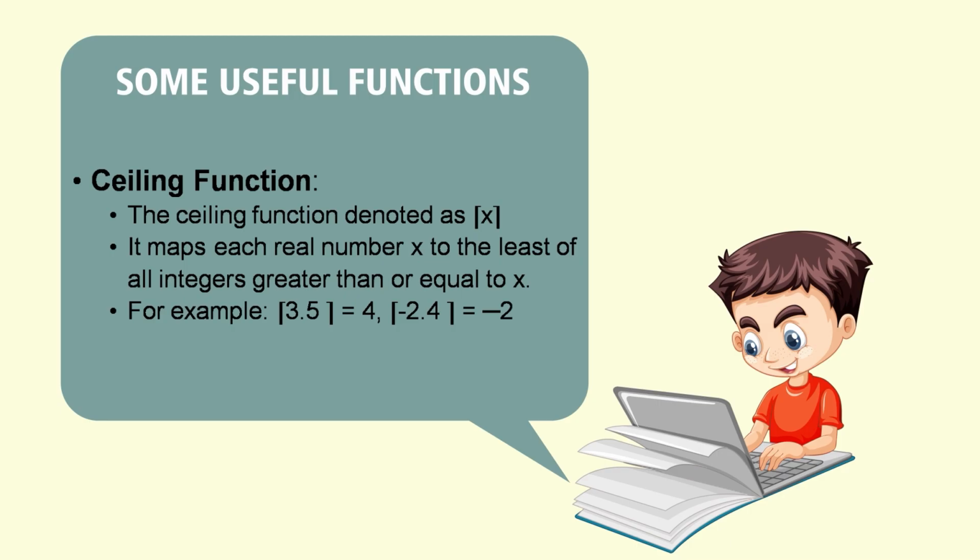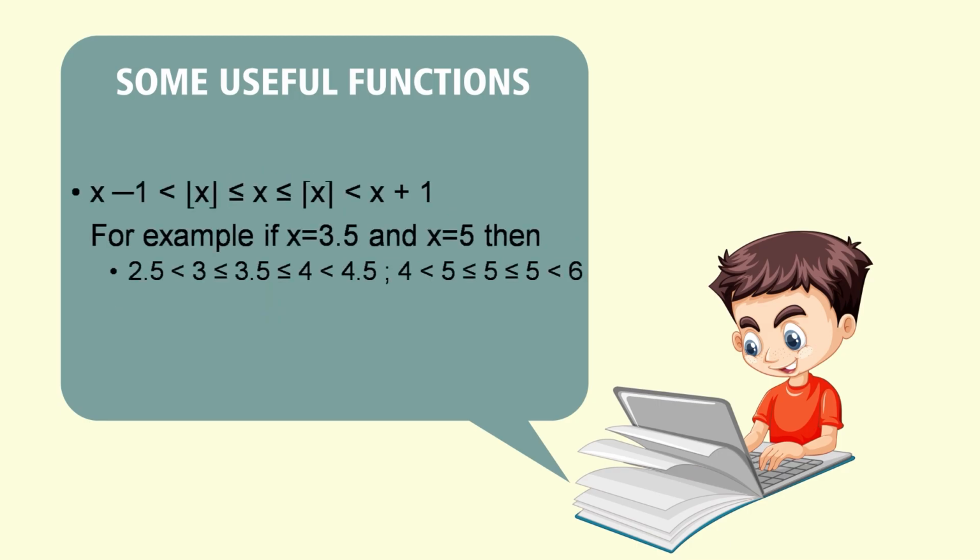And a very important thing over here, please understand: x minus 1 is less than floor of x, which is less than or equal to x, which is less than or equal to ceiling of x, and this ceiling of x is less than x plus 1. For example, if we take a number x as 3.5 and another number x equals 5.